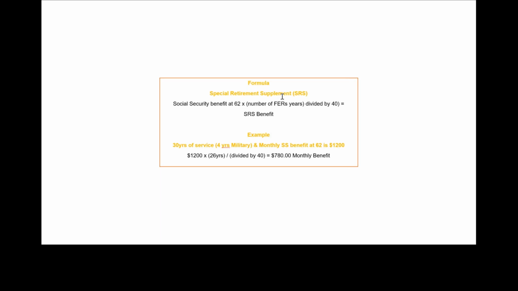So we take your $1,200, and we times that by your 26. Remember, we don't use military. And you divide that by 40. And so your supplemental benefit would be $780 a month. So again, what OPM is trying to calculate is what percentage of a person's Social Security benefit computed at age 62 is actually due to their first service.